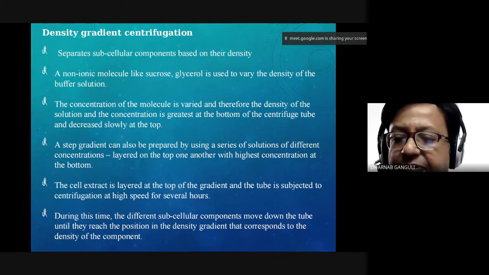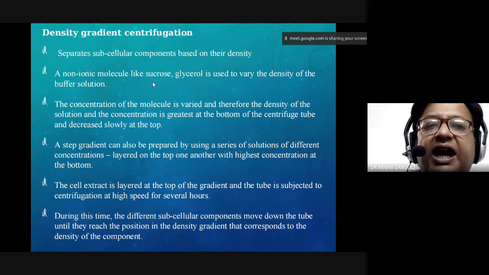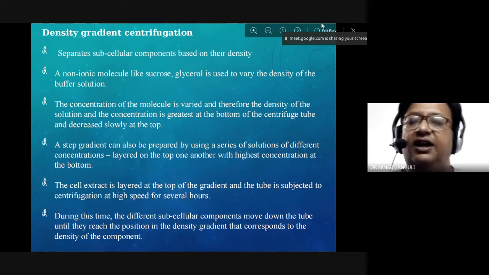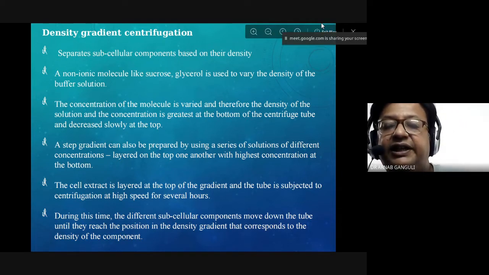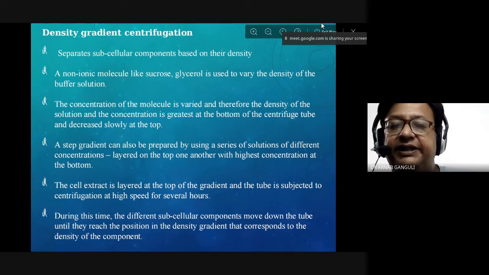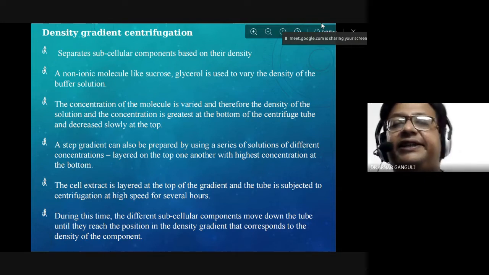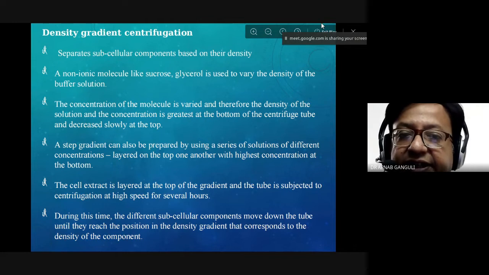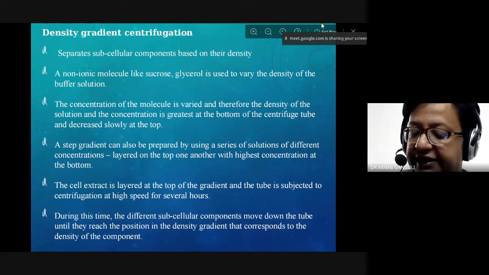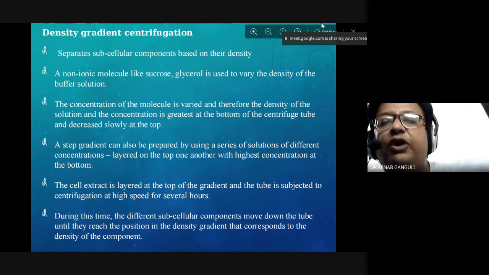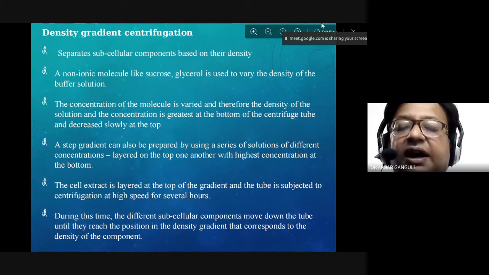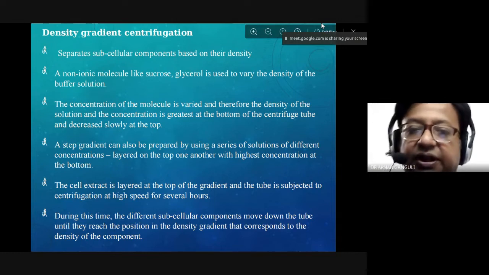So in a tube, if you make a gradient of a non-ionic molecule like sucrose or glycerol, gradient means you have, for example, the highest concentration, 10% sucrose below. On top of 10%, you have 9%, then 8%, 7%. You have a continuous gradient. These are discontinuous. It's like a little less than 9, then a little less than that. So gradually, as you go up, the density decreases till you have 2% to 10%. You can make a gradient.